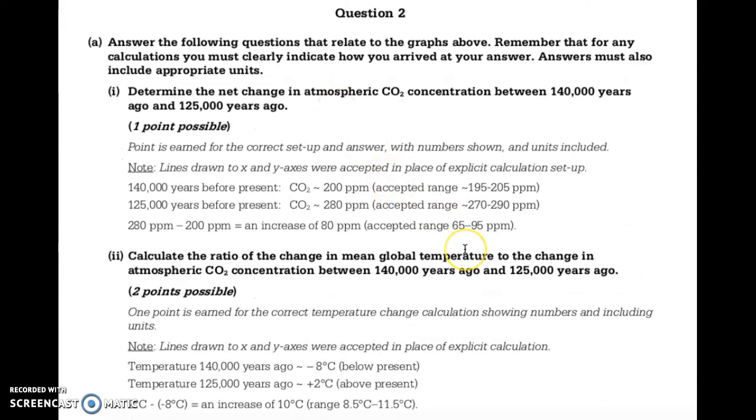So the rubric says that you can use anything between 195 and 205. So let's bump that range up a little bit more just to be nice, and say 190 to about 210. And then for 125, you should have gotten somewhere between 270 and 290.